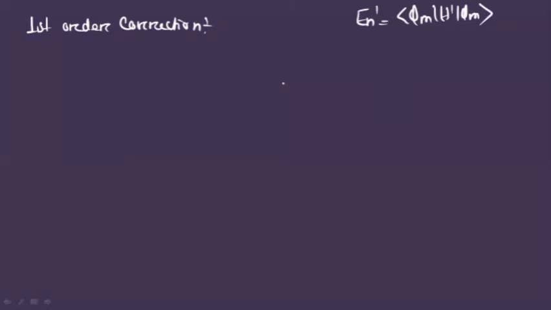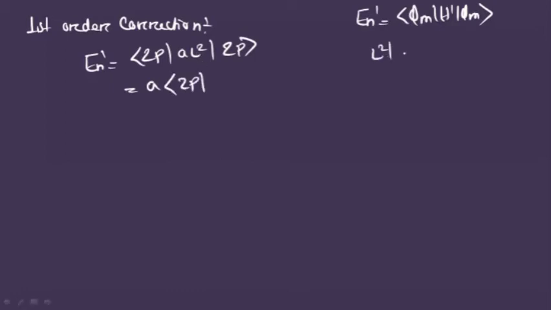Clear? Next, if you do the first order energy correction En1, the state will be 2p, and here you will have A L square, the perturbed term, and again 2p. Here A is a constant, so it will be outside. Now when L square operates on any state |L, m>, it equals L into (L plus 1) ħ square |L, m>. That means the state remains the same.